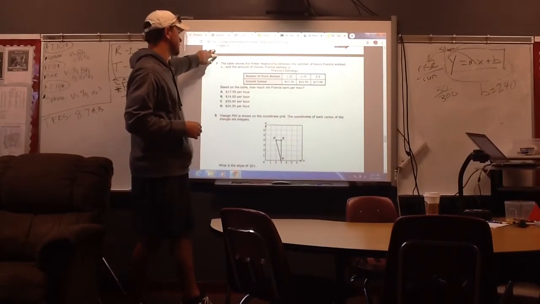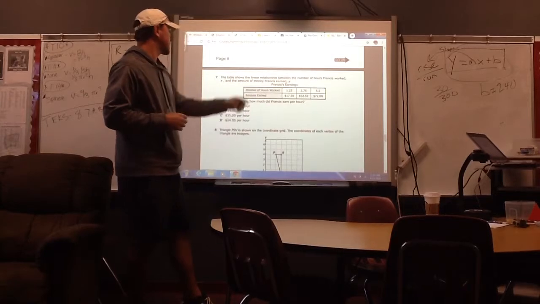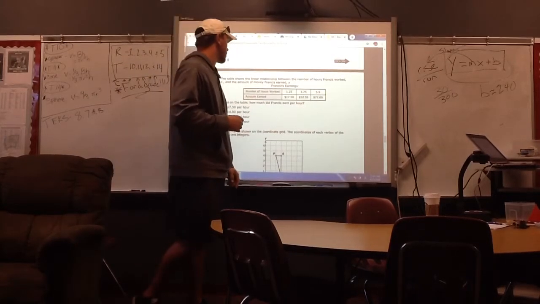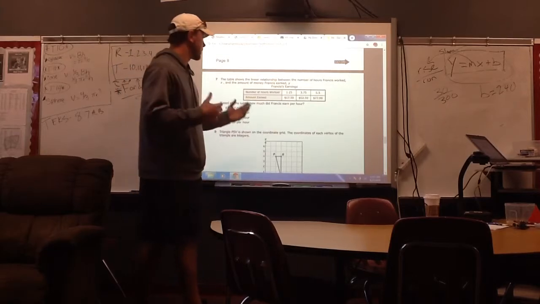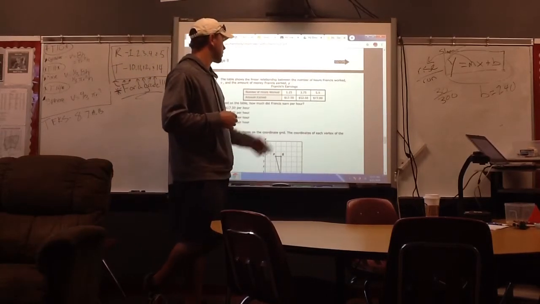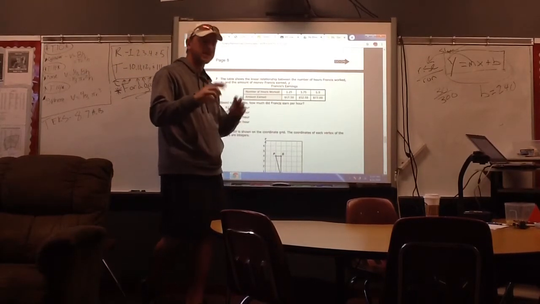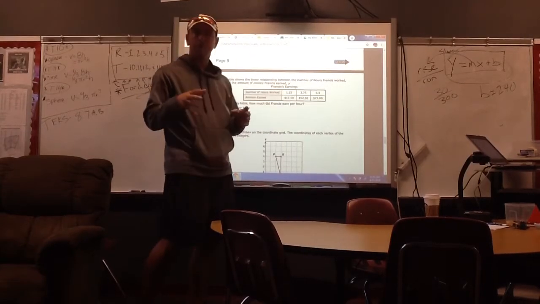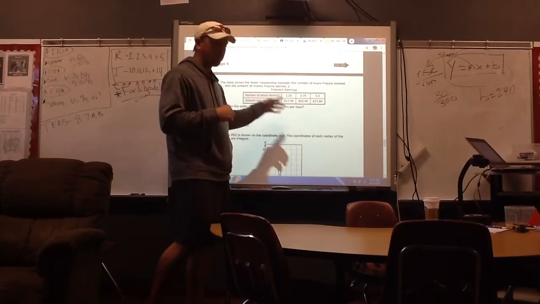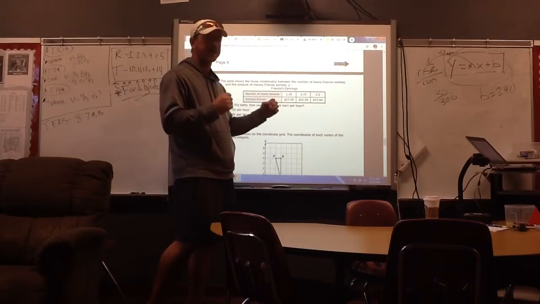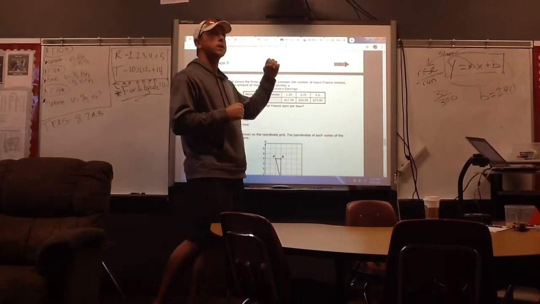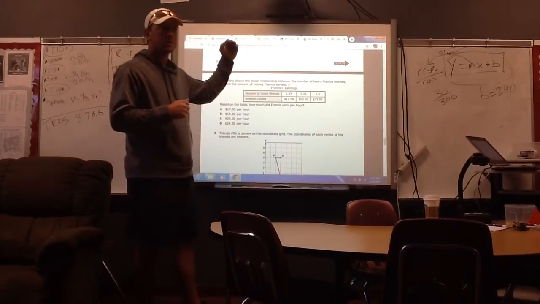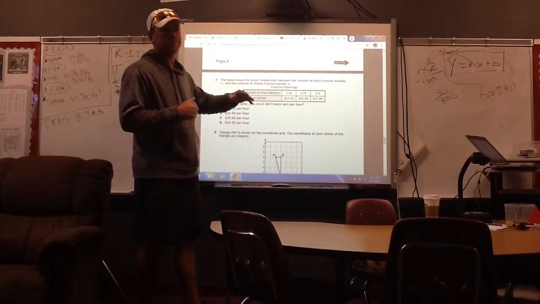Number 7. Based on the table, how much did Francis earn per hour? Well, again, we're trying to figure out, we got a ratio. We got y and x, amount earned, number of hours worked. How do you find the unit rate? It's kind of like slope. How do you find that? Always y divided by x, y over x. It's your dependent variable divided by your independent variable.